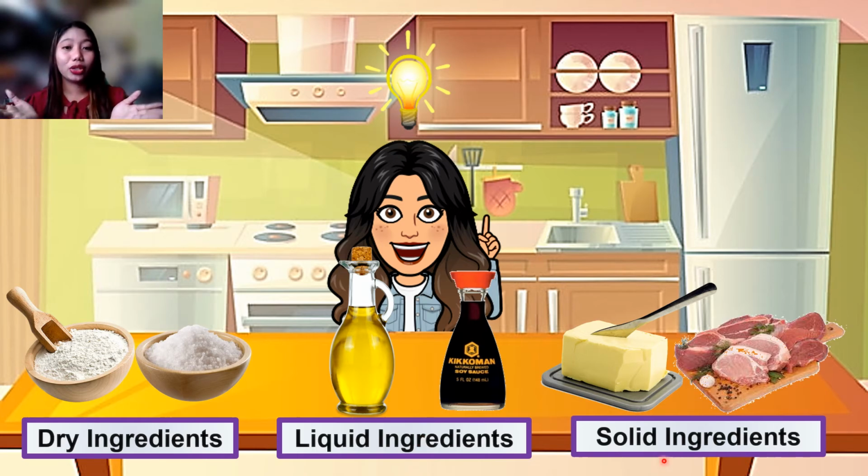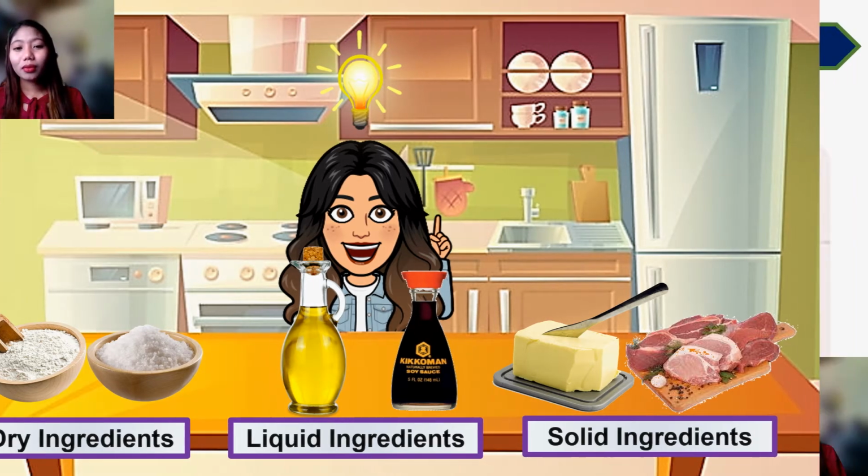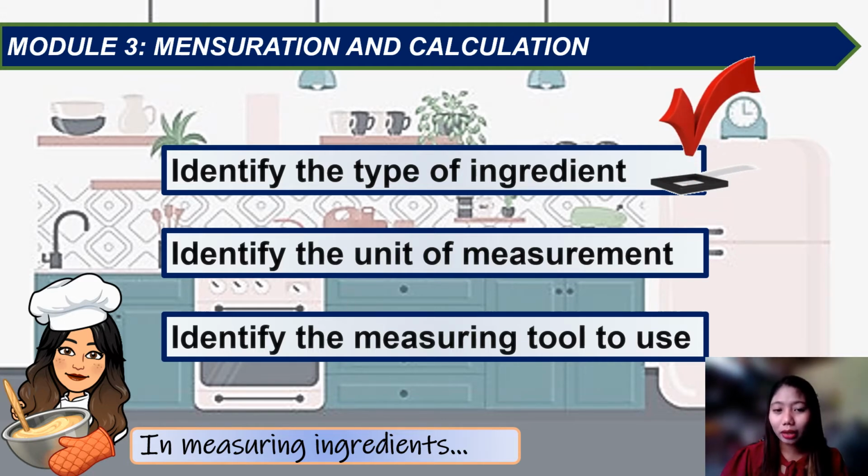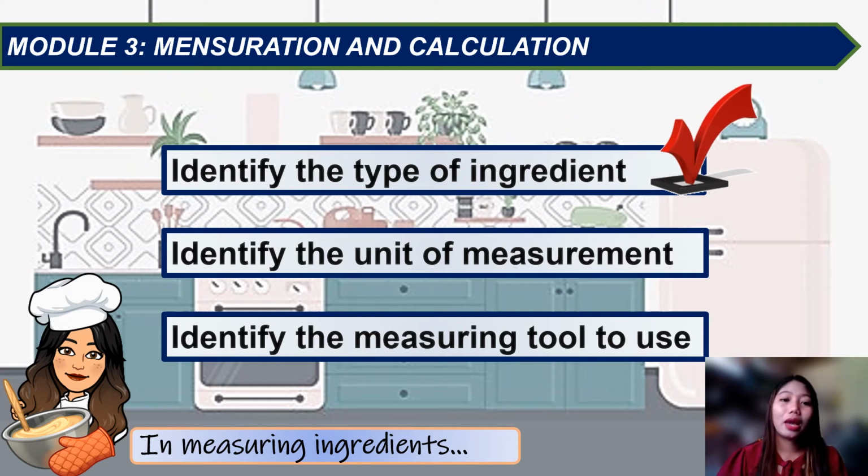Are these things clear to you? If you have questions about this, you may ask that to me through PM or through our Google Meet. But for the meantime, these are the types of ingredients. We have the dry, the liquid, and then the solid. So, we're done with the first one. Sabi po, in measuring ingredients, you have to identify the type of ingredient. You have the dry, the solid, and then the liquid. Next, after you have identified the type of ingredient, you have to identify the unit of measurement na sinabi po doon sa recipe. Ayan.